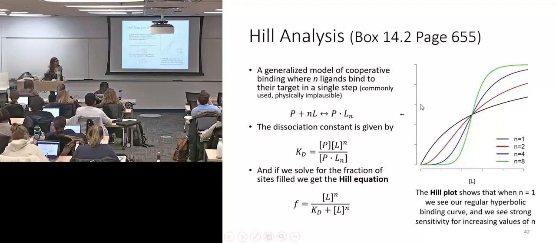This is a generic figure showing the relative differences in the shape. For red, this is an n of 2. So we'd have 2 ligands binding, n of 4, or n of 8. But if you had actual numbers on here, you could take the slope of your curve and actually tell me what n is. So be prepared to maybe do something like that.